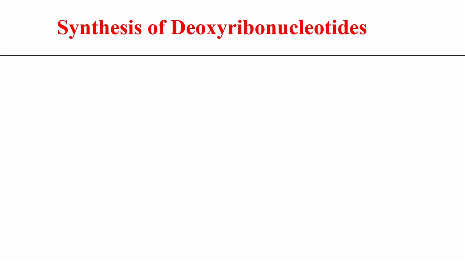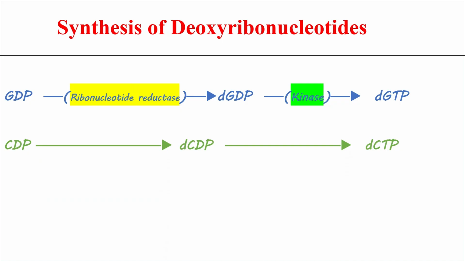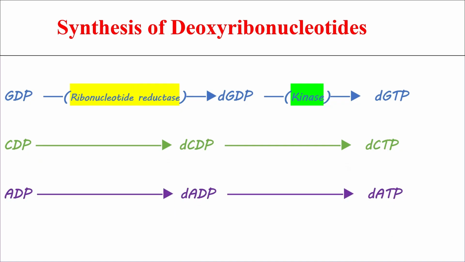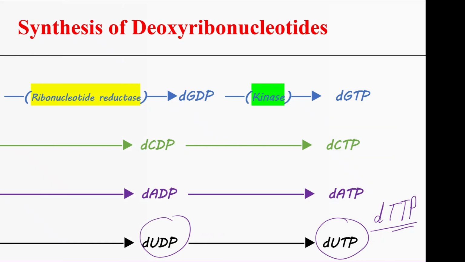Here you can see the conversion pathway of ribonucleotide into deoxyribonucleotide. The first step is the reduction step and the second step is phosphorylation, in which a phosphate group is added to make diphosphate into triphosphate. But at the end you can see here dUDP is converted into dUTP. Do we need dUTP for DNA synthesis or dTTP? Obviously dTTP. So dTTP is synthesized from dUTP in a process which will be discussed in the further slides.